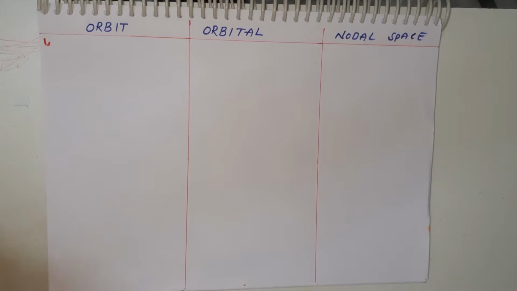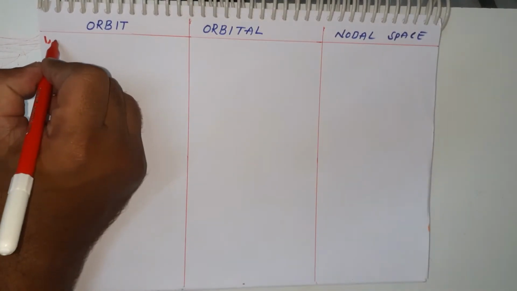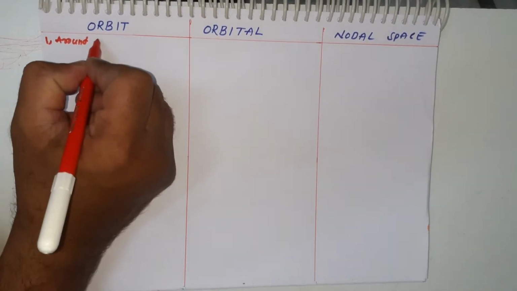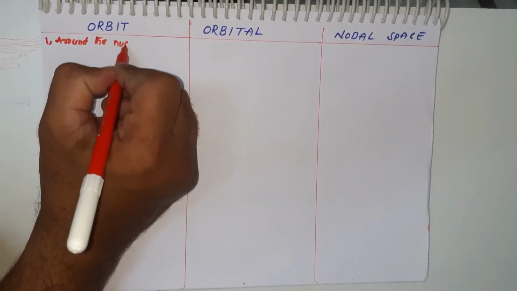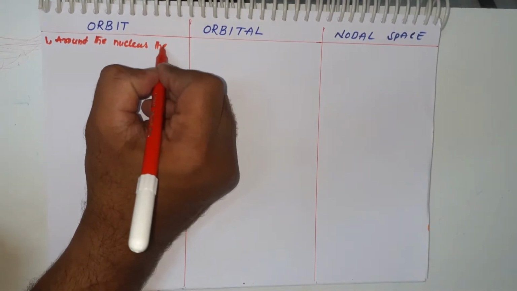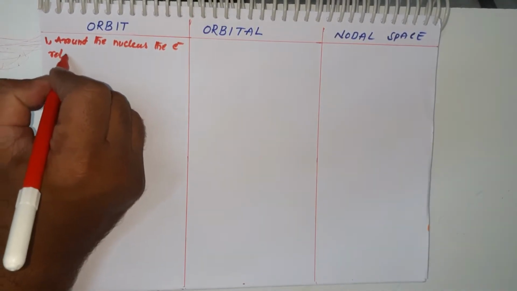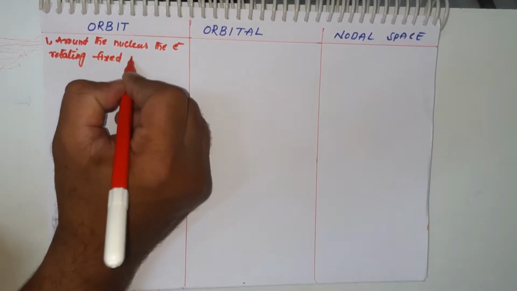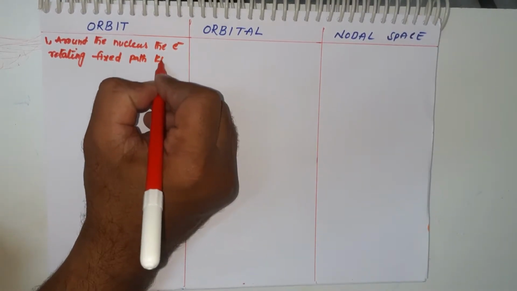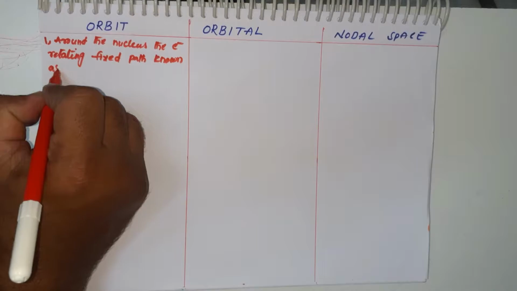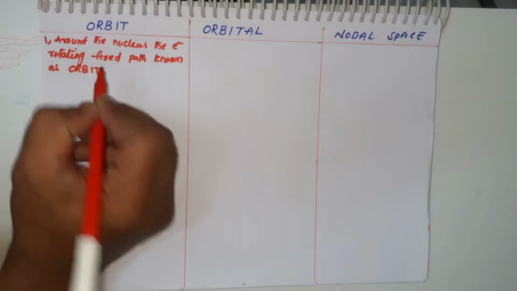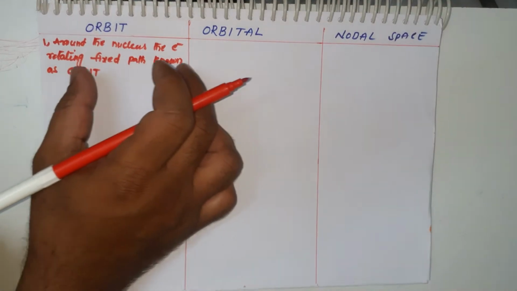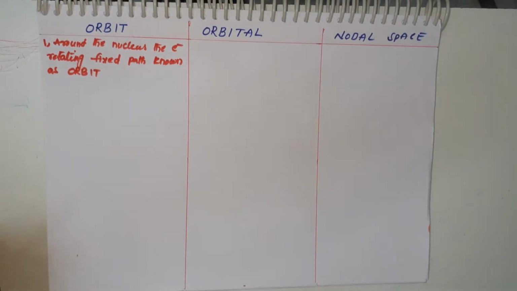What is orbit? We know that around the nucleus, the electron rotating in a fixed path is known as orbit. Around the nucleus, the electron rotating in a fixed path is known as orbit.